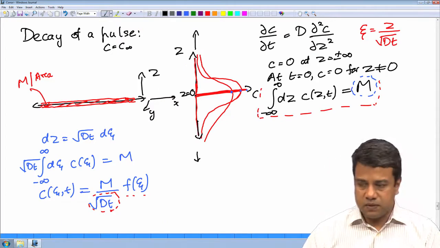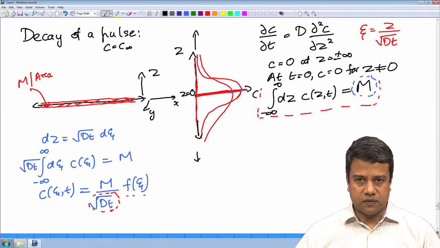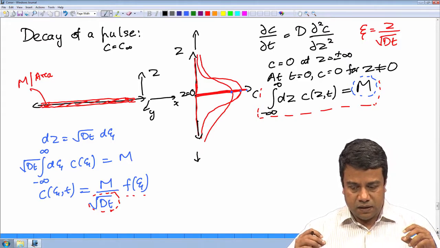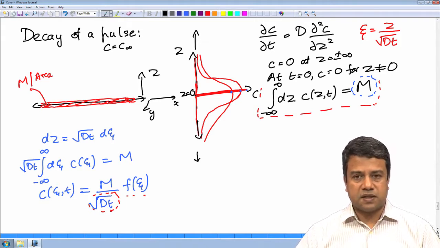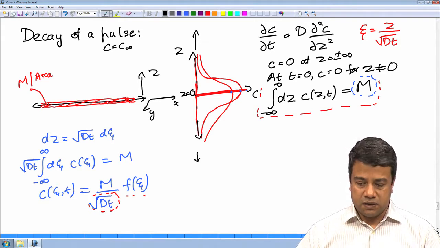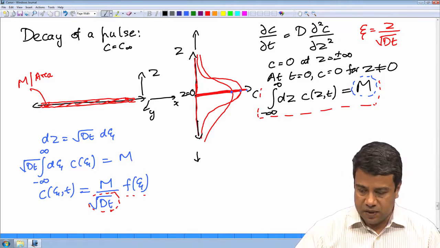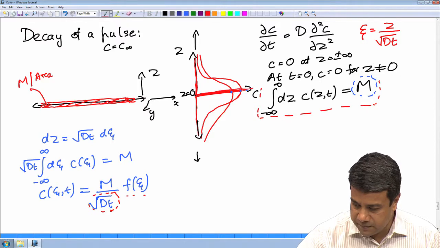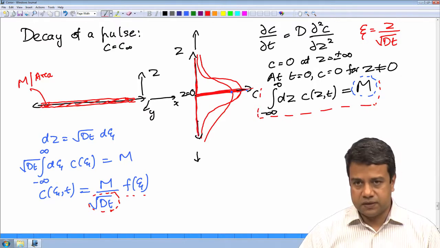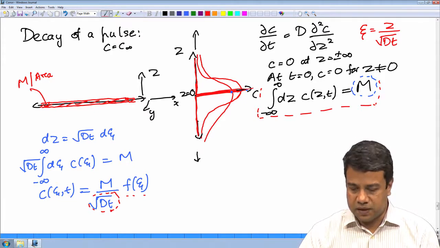We had gone to another problem, which was the decay of a pulse. Okay. You initially inject a pulse of fluid at the plane z is equal to 0. The pulse is a mass per unit area. So, you instantaneously inject a mass of fluid within an infinitesimal thickness over here. So, everywhere else the mass is equal to 0. At the surface itself, the mass is a finite value per unit area.